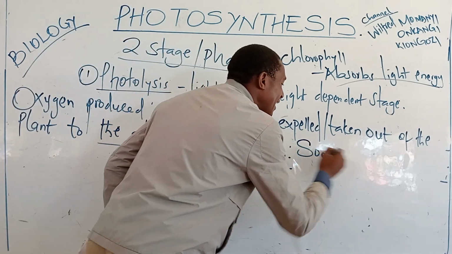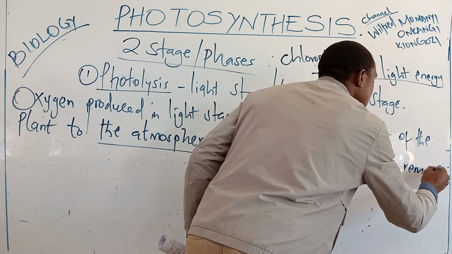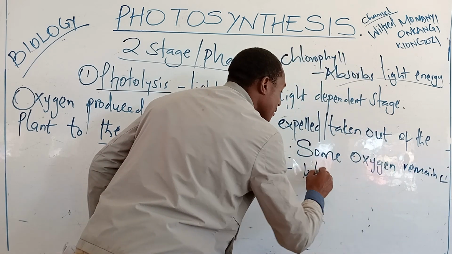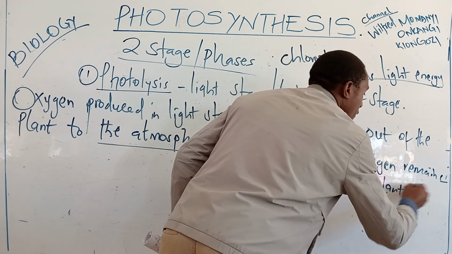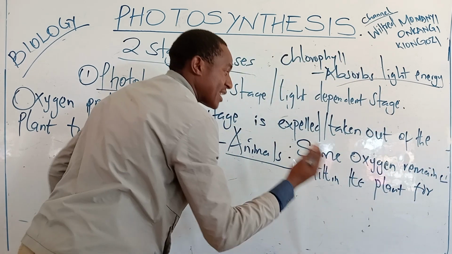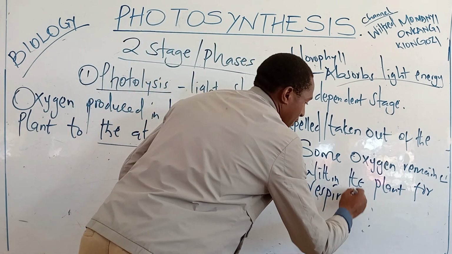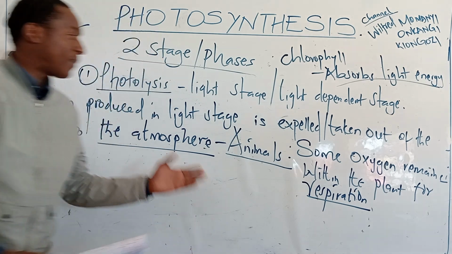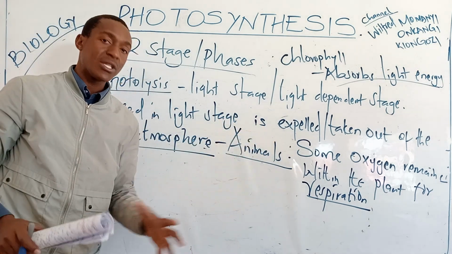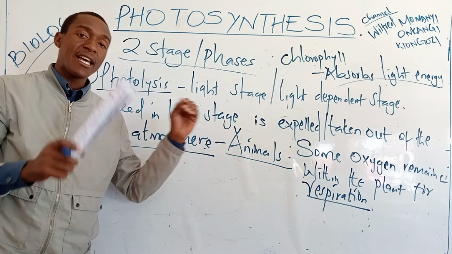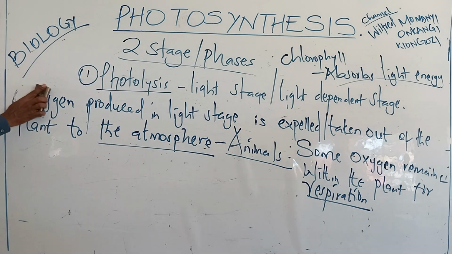Some oxygen remains within the plants for processes like respiration. So the plant also uses some little oxygen that is gotten from the light stage. That's a full account of where oxygen goes. The next one is hydrogen ions.